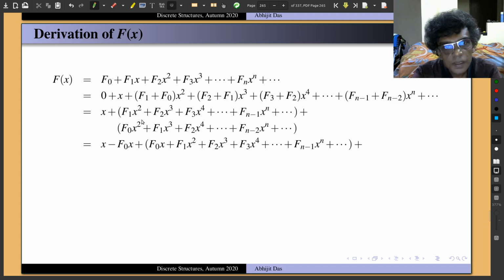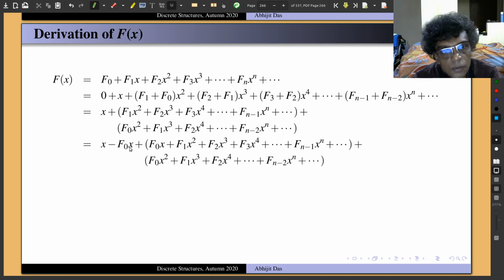I have not yet taken one x common, so I just introduce f0 here and subtract it here so that we do not have any problem. The value remains the same, the expression remains the same, and here of course it is starting from f0 itself, so I do not require any adjustment like this. So this will be this.